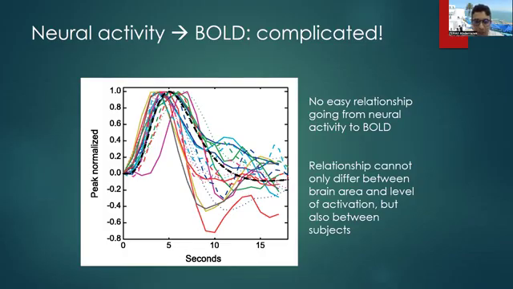The relationship cannot only differ between brain area and the level of activation, but also between subjects. There is a difference in terms of consumption between subject one and subject five, for example, in terms of the localization and the amount of the consumption.